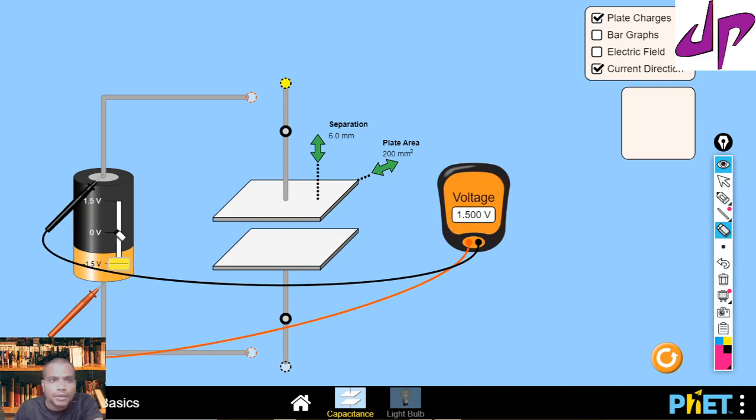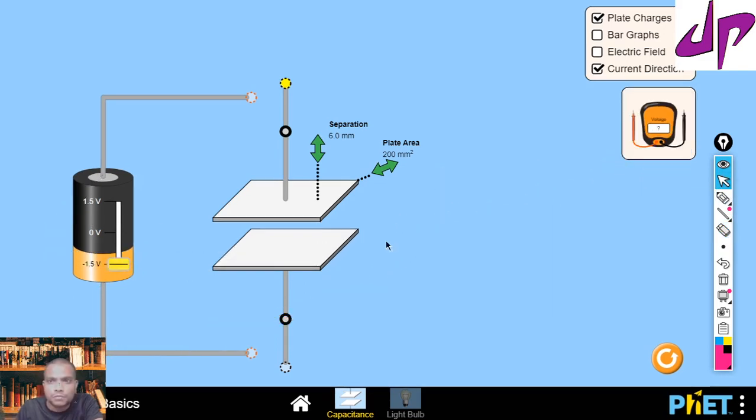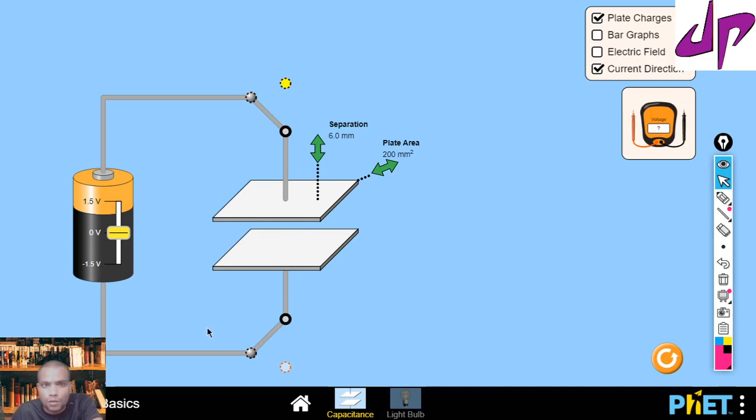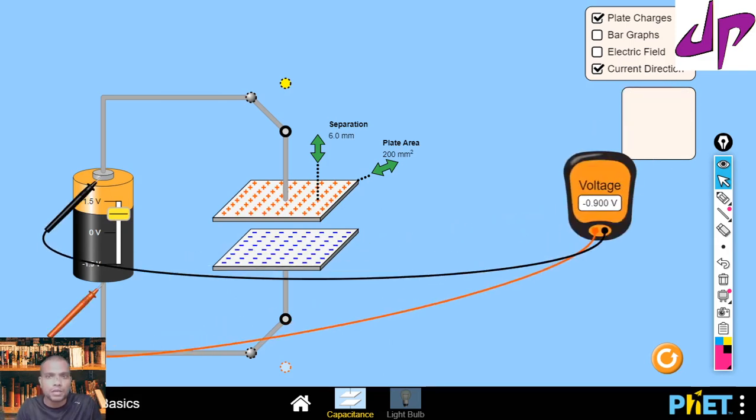Now if I take out this voltmeter for a time, and I set the source to 0 volt, let me connect. So I connected these two conducting plates to the source. Now if I apply a potential difference, yeah, this is some potential difference. Let me see what the potential difference is right now.